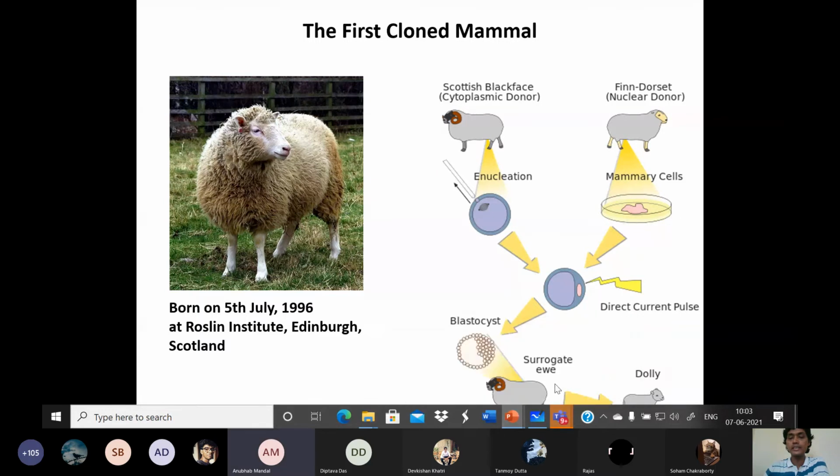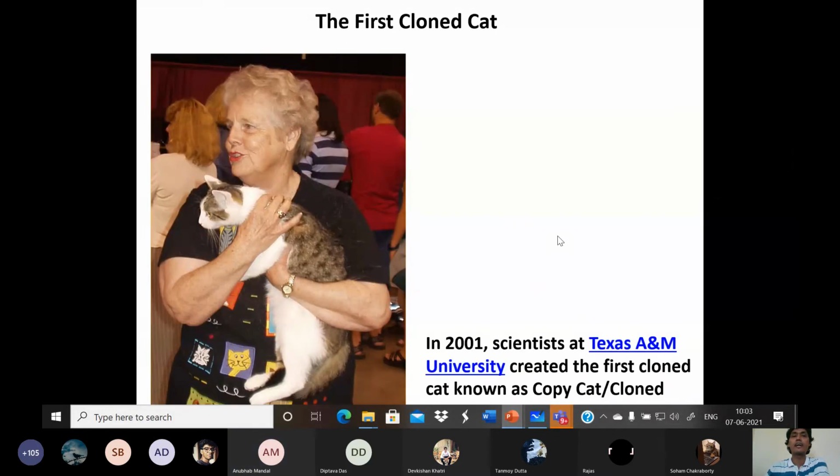Thank you, sir. Now the next thing is the first clone cat. In 2001, scientists at the University of Texas at Austin created the first clone cat. Here are some stories just for you. Here she is the owner of this cat. This is the clone cat. You can also say copycat, because it is exactly the same thing. But anyway, you can forget this information right now, no problem.